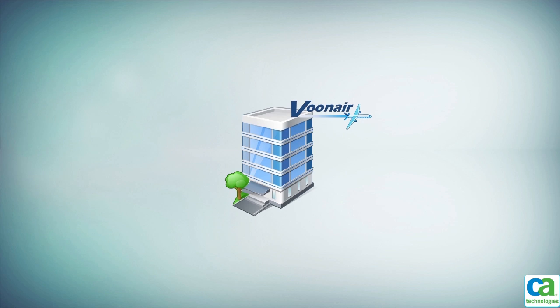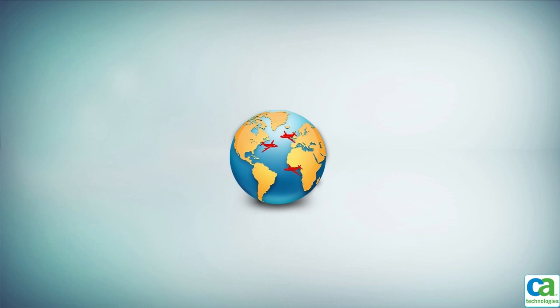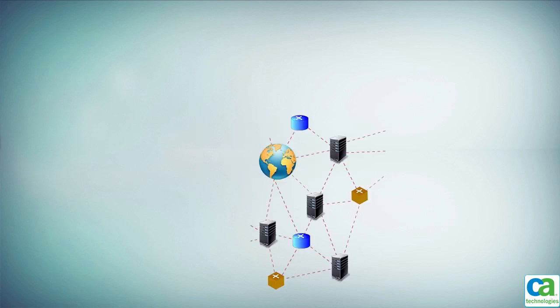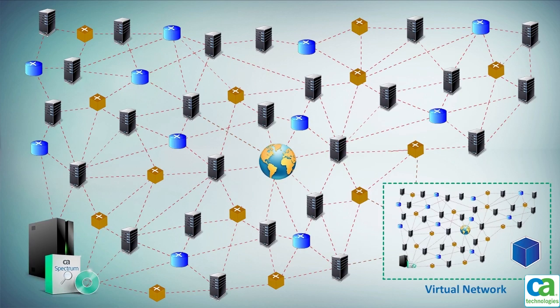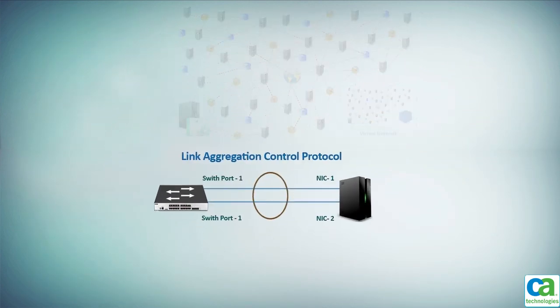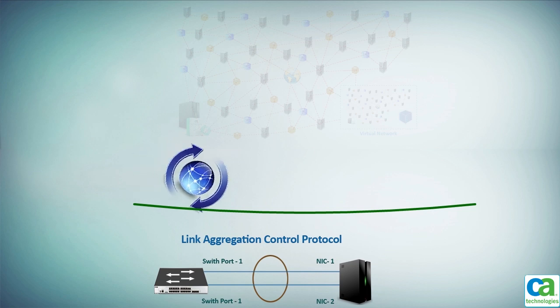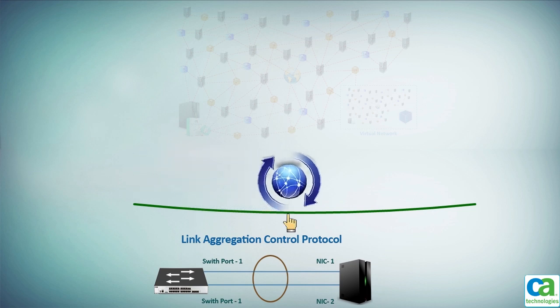Vunair Airlines is one of the largest airline companies in the world. They operate flights to all major tourist destinations. Since they have a massive IT infrastructure to support their business, they use the Link Aggregation Control Protocol, LACP, to combine several physical ports into a single logical channel. This helps them overcome the traditional bandwidth challenges associated with Ethernet connections.